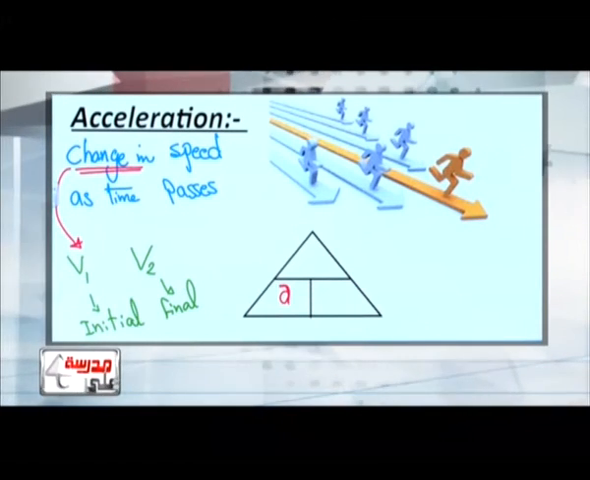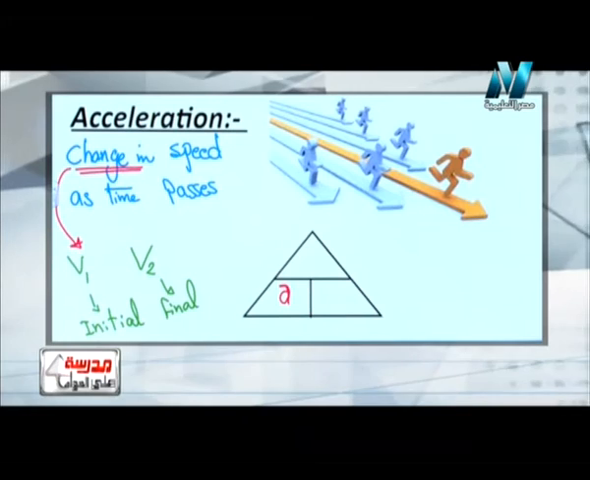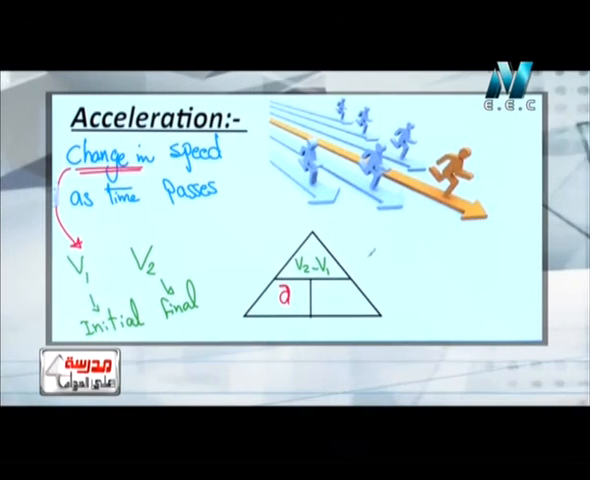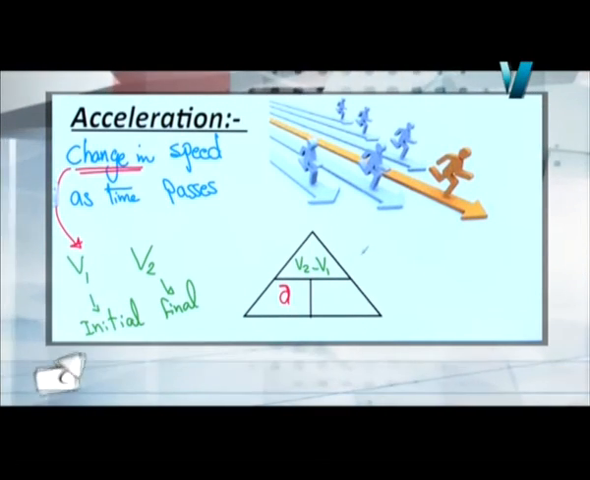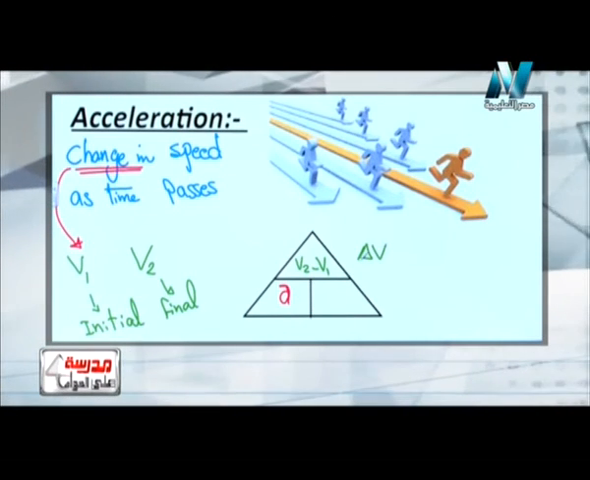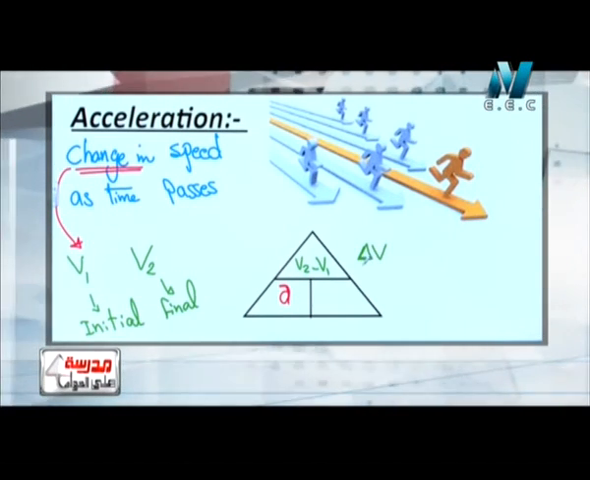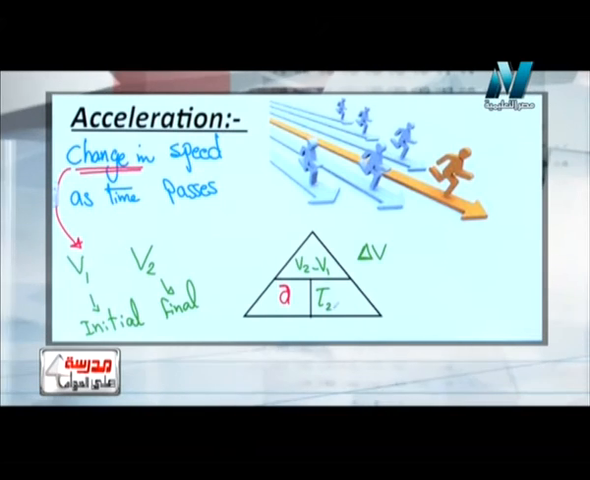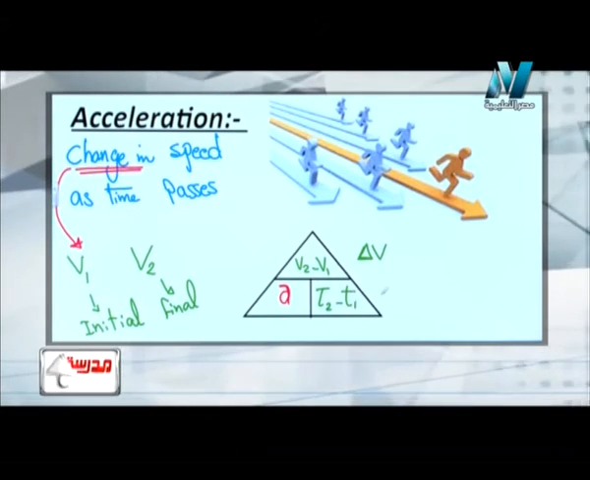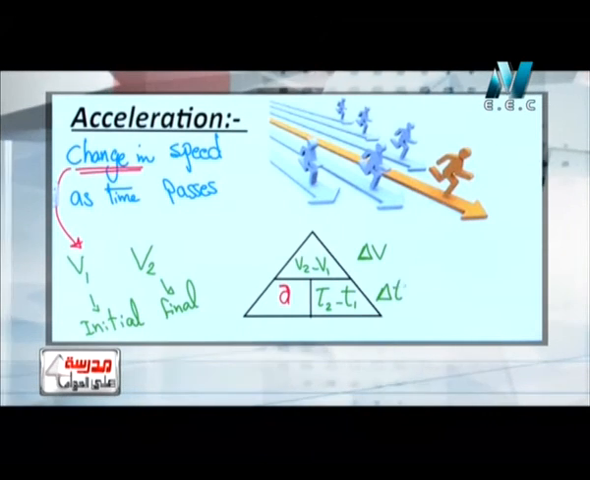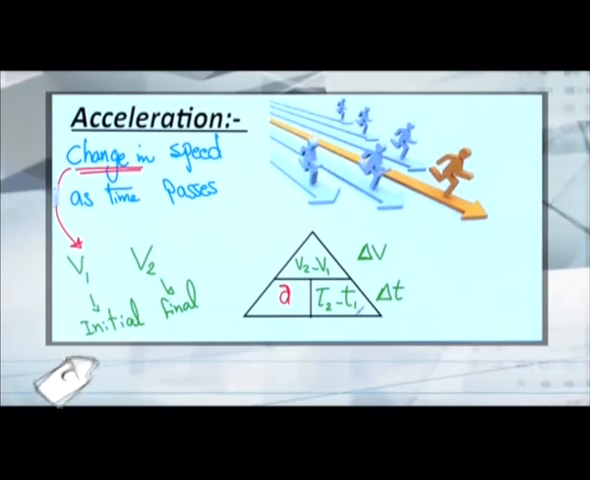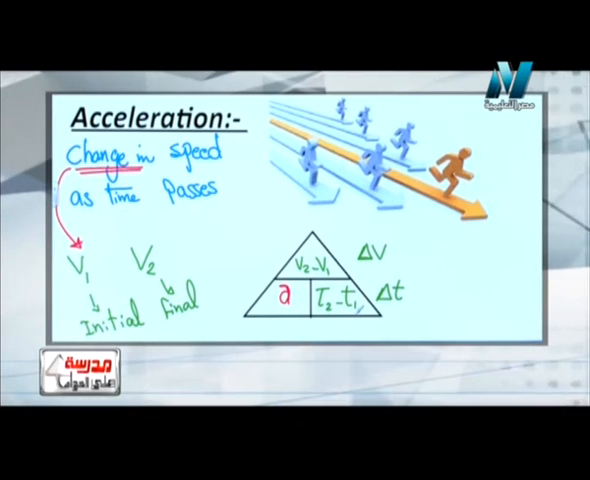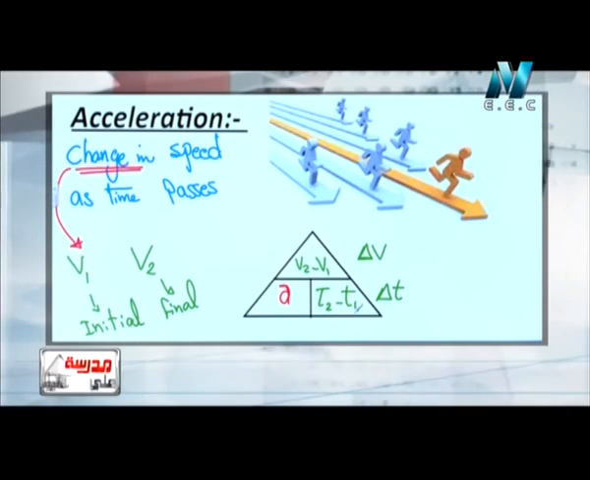Okay, so we can write V2 minus V1, or instead of V2 minus V1 we can write delta V, where delta means difference or subtraction, over T2 minus T1, or delta t. So acceleration is change in speed as time passes, or in 1 second.